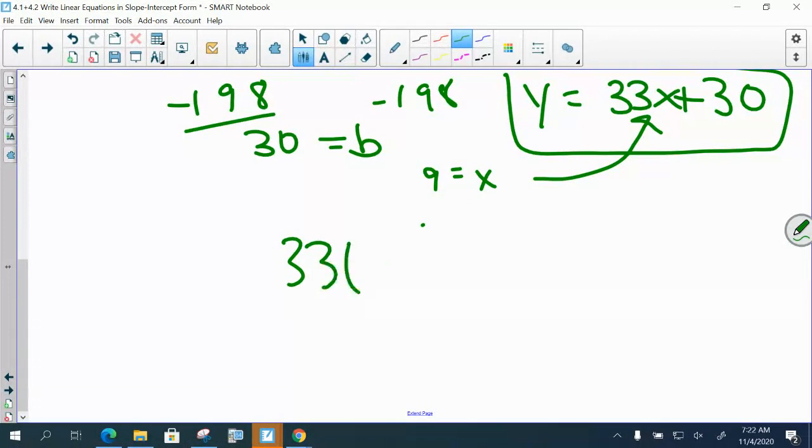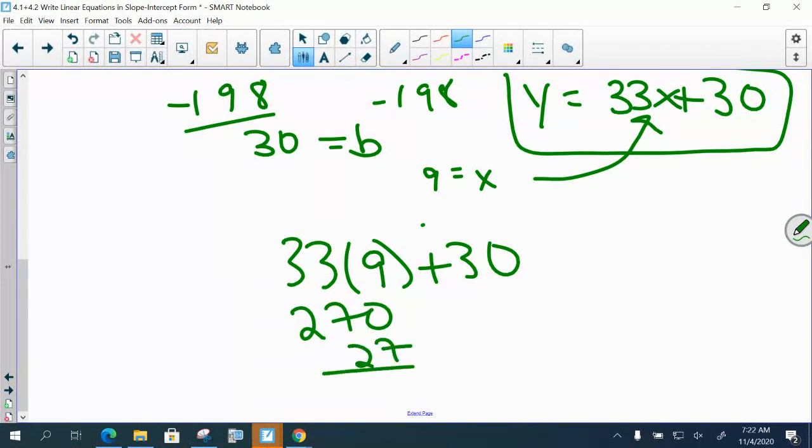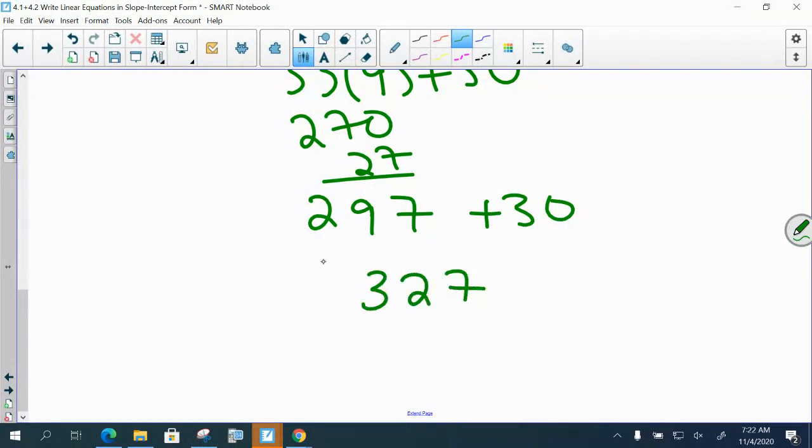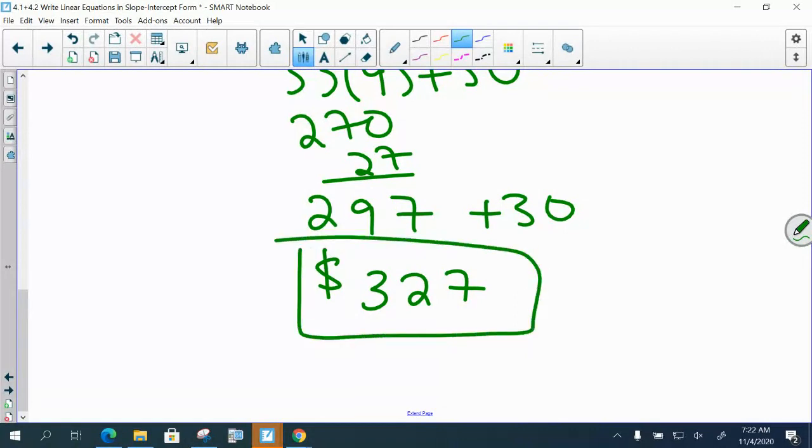So 33 times 9 plus 30. 30 times 9 is 270. 3 times 9 is 27. Add them together and you get 297, plus the 30 at the end, and we get $327 for 9 months.